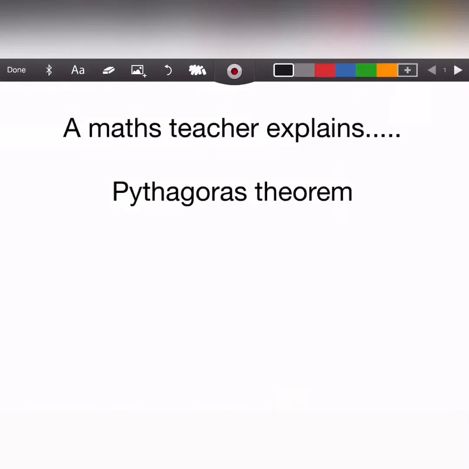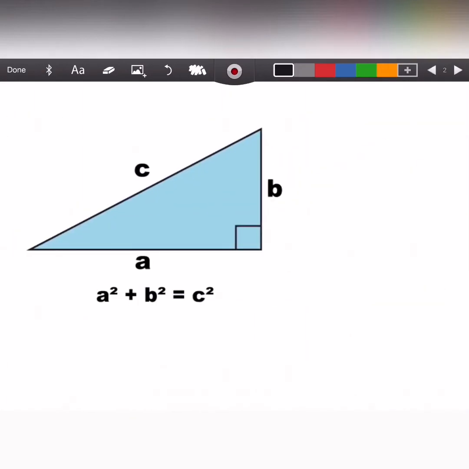Today we're going to look at Pythagoras' theorem. Pythagoras' theorem is a discovery that was made by Pythagoras around 2,500 years ago. He noticed that when a triangle has a right angle and squares are made on each of the three sides, then the biggest square has exactly the same area as the other two squares added together. This is called Pythagoras' theorem, and it can be written in one short equation.